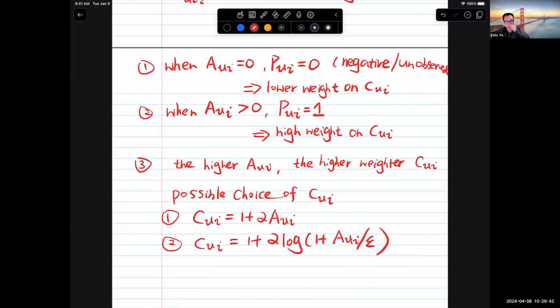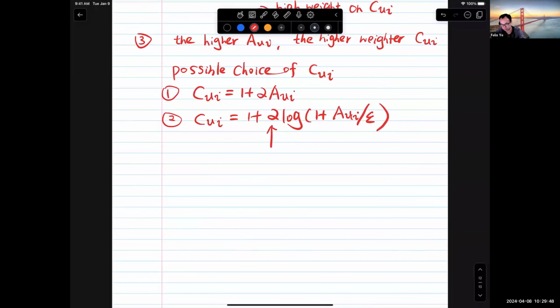So basically, this alpha here controls the rate of the increase. In the homework or project, I will tell you what alpha we should be choosing here.